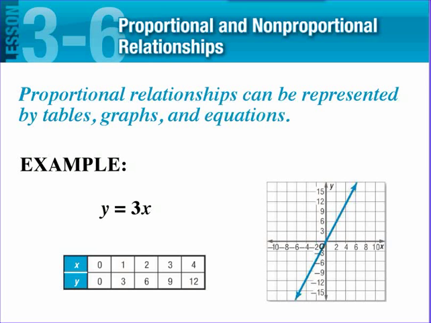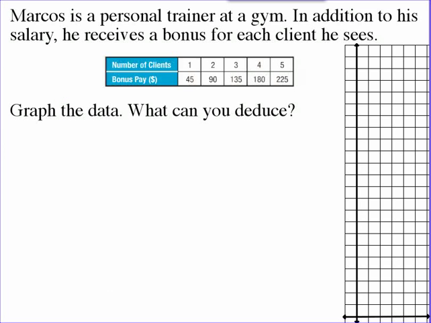If you notice, basically what we've done is we've taken the information in the table and we've graphed it. Notice the graph goes through the point 0, 0, then through the point 1, 3, 2, 6, and so on. So proportional relationships: tables, graphs, and equations. Let's go ahead and look at this example.